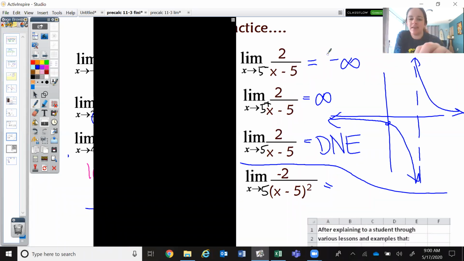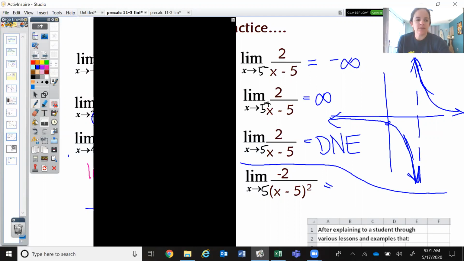So the first one said, as x approaches 5 from the left. I know that this is just a transformation of the reciprocal function. It's been vertically stretched by 2, and the x minus 5 just shifts it to the right 5 units. So I know that this function is going to look kind of like the sketch that I have there. So as x approaches 5 from the left, that y value would be approaching negative infinity. However, as x approaches 5 from the right, that would be positive infinity, and so the overall limit does not exist.